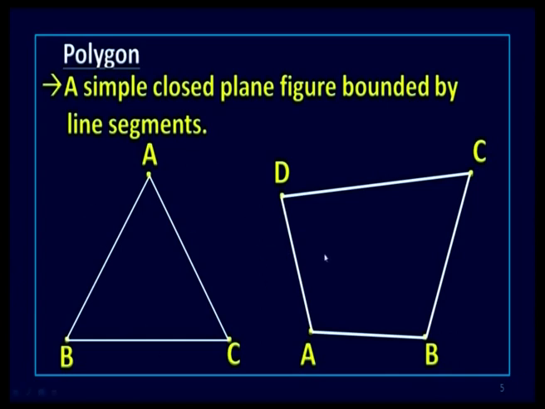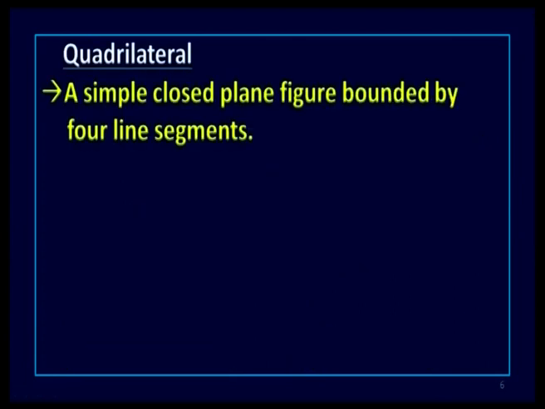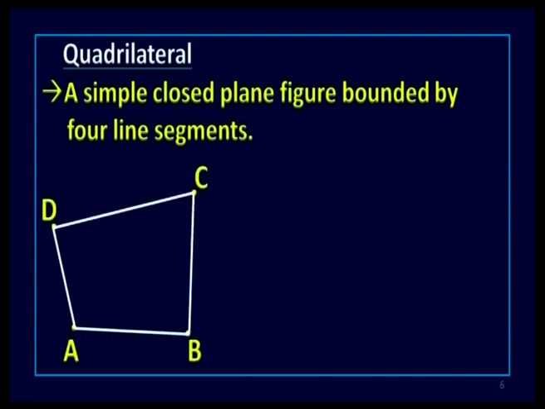Children, what are these? Can we call them polygons? Yes. Why? These are closed plane figures which are formed by only line segments. The first one is called a triangle and the second one is called a quadrilateral. As it has 3 line segments, we call it a triangle. As it is formed by 4 line segments, we call it a quadrilateral. A simple closed plane figure bounded by 4 line segments is called a quadrilateral.